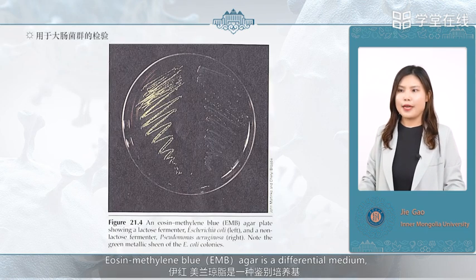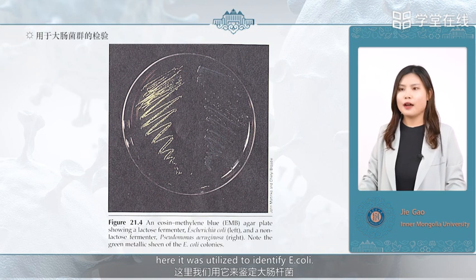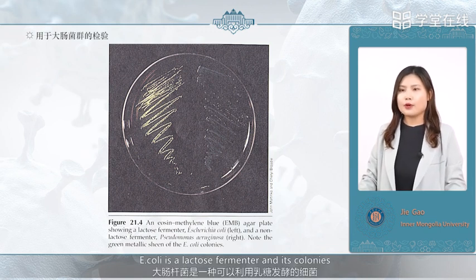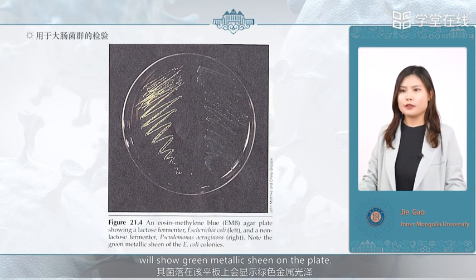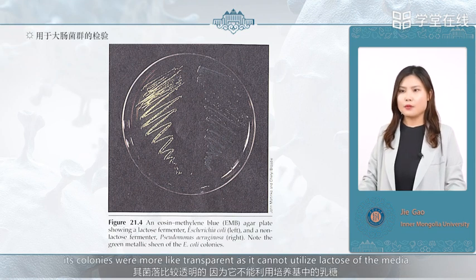Eosin methylene blue agar is a differential medium. Here it was utilized to identify E. coli. E. coli is a lactose fermenter and its colonies will show a green metallic sheen on the plate. Pseudomonas aeruginosa here was used as control. Its colonies were more transparent, as it cannot utilize the lactose in the medium.